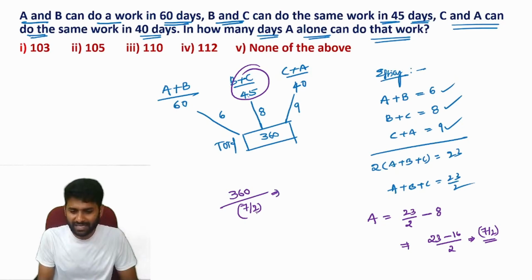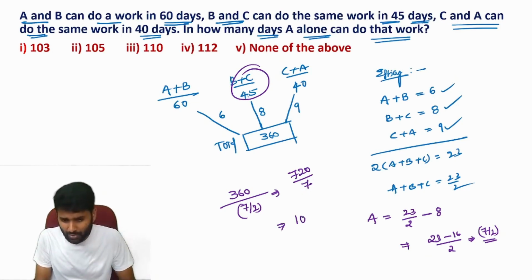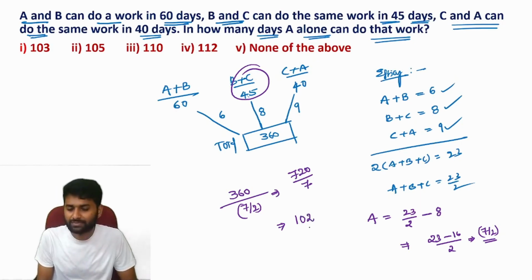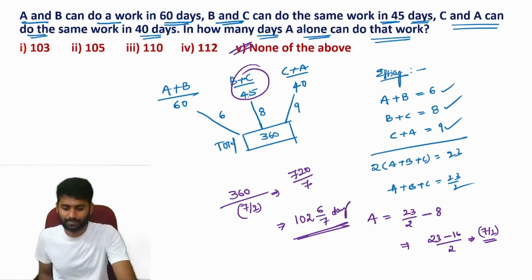If 360 is multiplied by 2, this is exactly 720 divided by 7. Now for the calculation, 7 multiplied by 102 gives you 714. So the remainder is 6 by 7 days. You cannot see this fraction in the options, so the answer is none of the above.